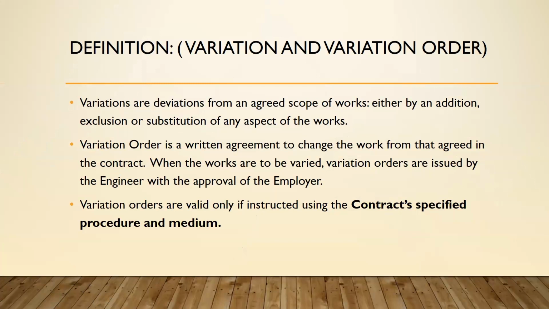So when the works are to be varied, variation orders are issued by the engineer with the approval of the employer. So variation orders are valid only if instructed using the contract specified procedure and medium. So anything contrary to that will make the variation order invalid.